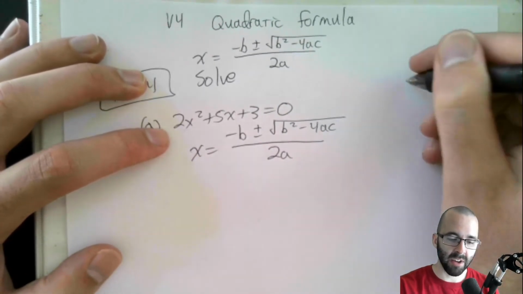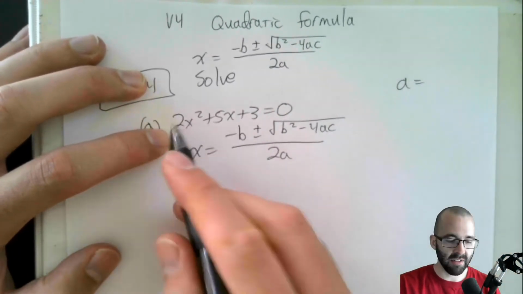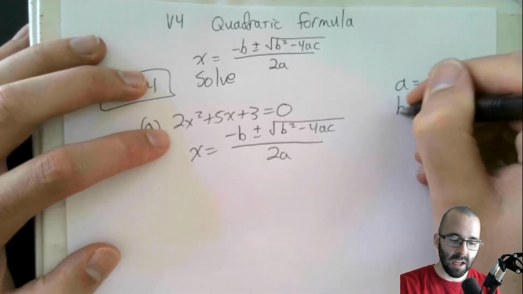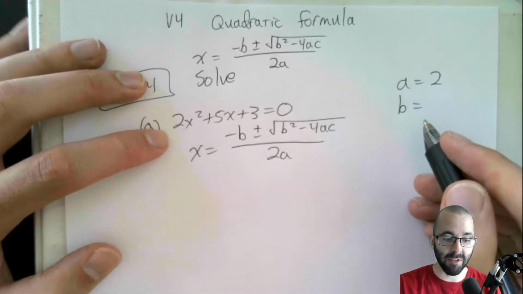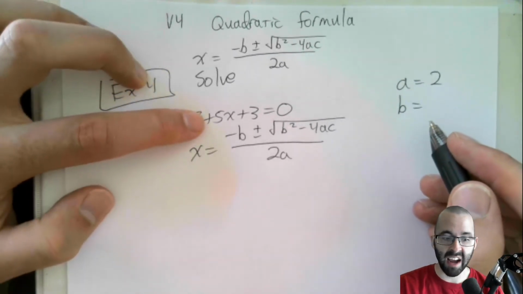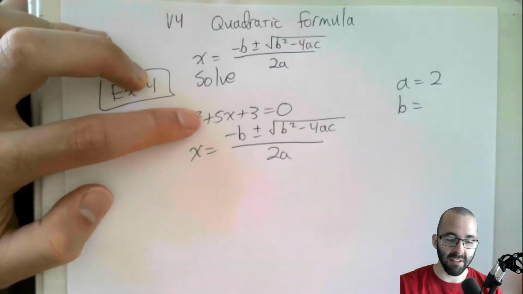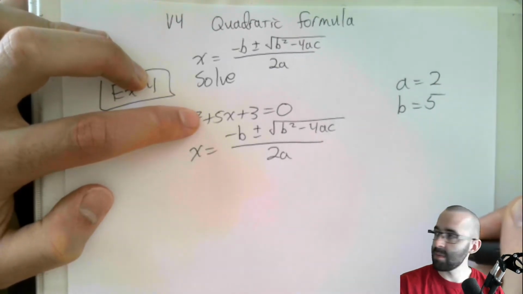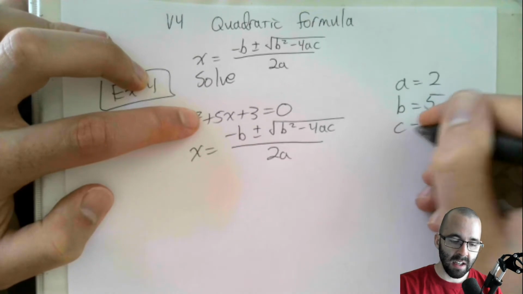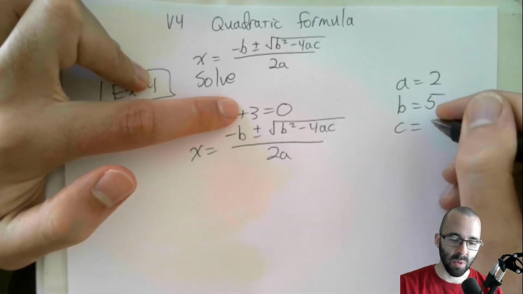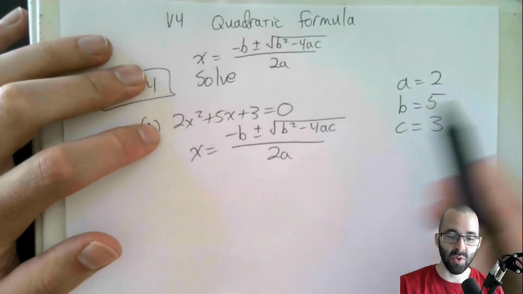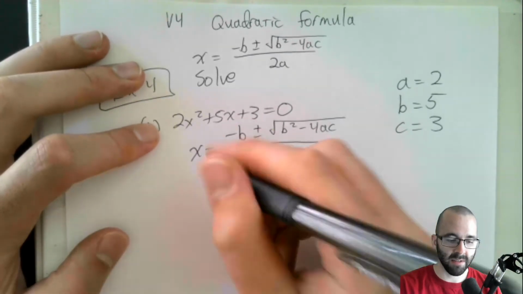What's our a value? A is the coefficient of the x squared, that's 2. B value, and really watch out for negatives. If this were a minus 5x, it'd be negative 5. But because it's plus 5x, b is just 5. C is just a constant, just 3. And make sure it's in this form before you write down what a, b, and c are.